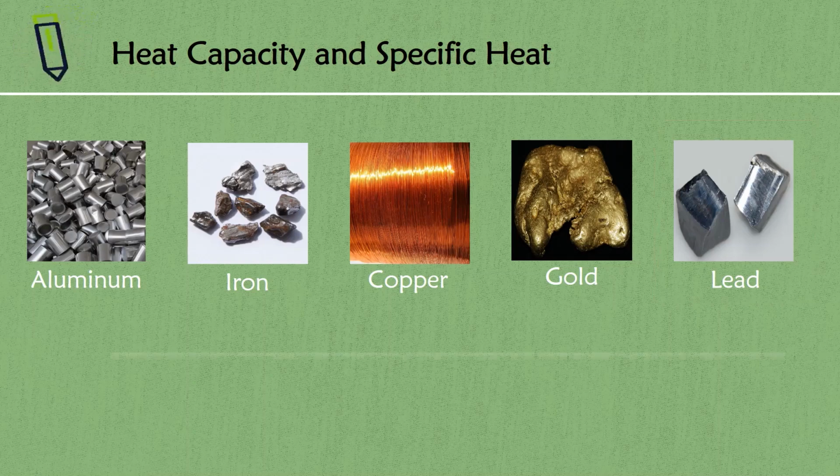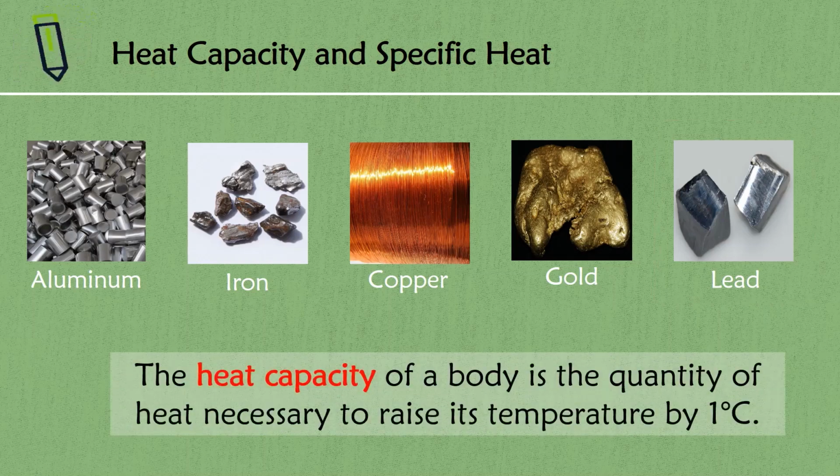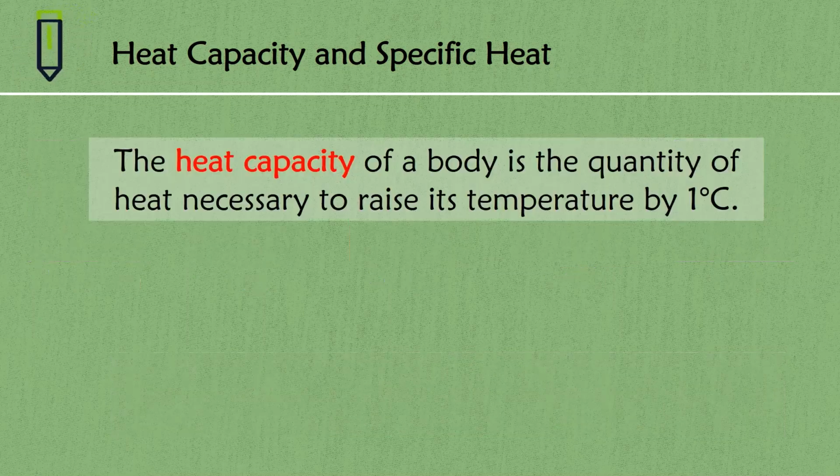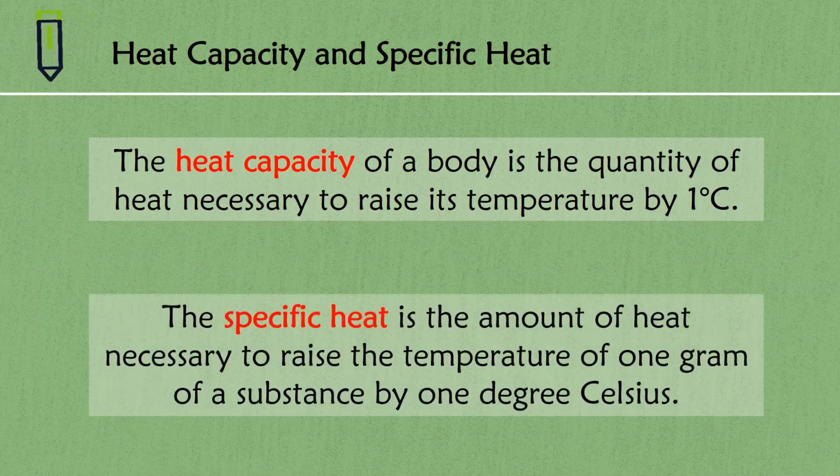This is because these metals have different heat capacities. The heat capacity of a body is the quantity of heat necessary to raise its temperature by 1 degree Celsius. On the other hand, the specific heat is the amount of heat necessary to raise the temperature of 1 gram of a substance by 1 degree Celsius.